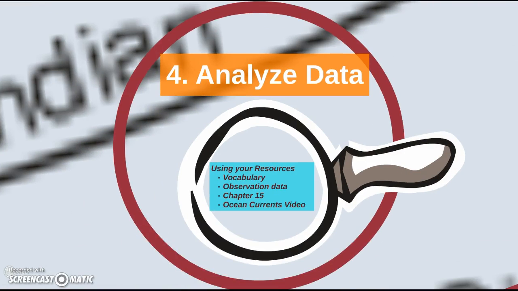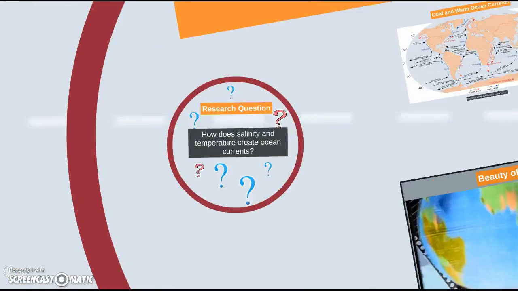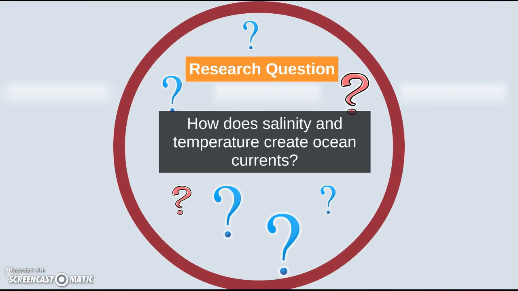After you've completed both experiments, you will analyze your data. There are 5 analysis questions for you to answer in your lesson guide. In your responses, you'll be expected to use complete sentences to synthesize the information that you've learned from the video, Chapter 15 of your textbook, your lab observations, and your vocabulary review. After your careful analysis, you'll be ready to infer an answer to our research question. How does salinity and temperature create ocean currents?